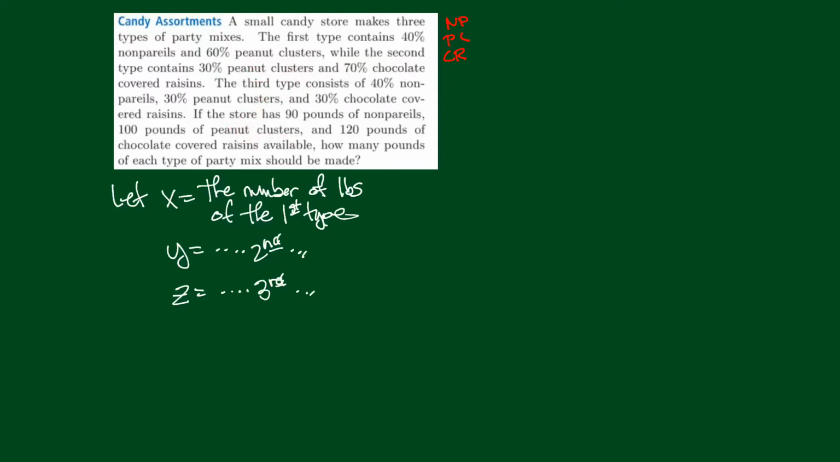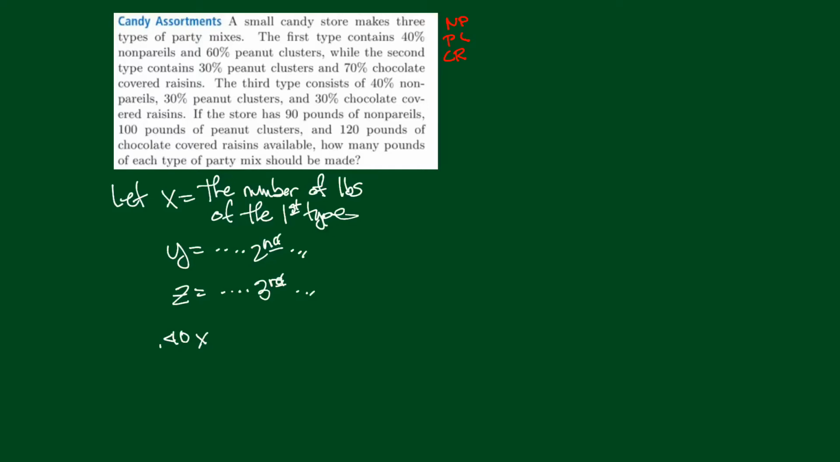Now finally, here's what we know. The store has 90 pounds of nonpareils. And here's what I know. The first type contains 40% nonpareils. So 40% of the first type is nonpareils. So this is going to be, how about 0.40x? 40% of the first type is nonpareils.